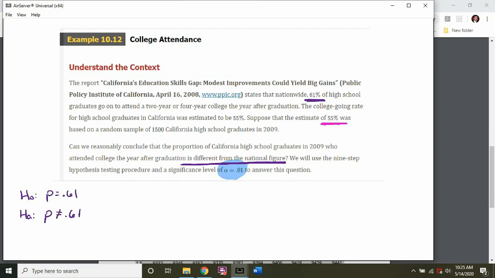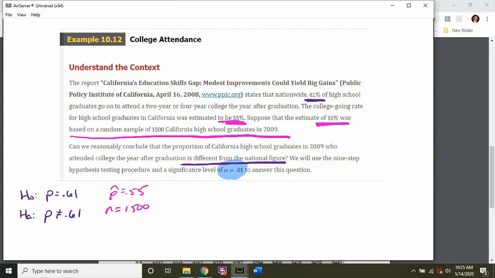P hat is the 55%, the college going rate in California, and that's the value we're using for p hat here. And our sample size was 1,500. Suppose that the estimate of 55% was based on this random sample. So there's our p hat value, out of that sample.